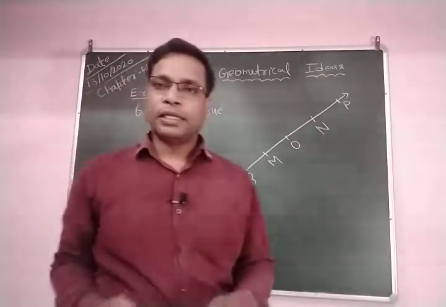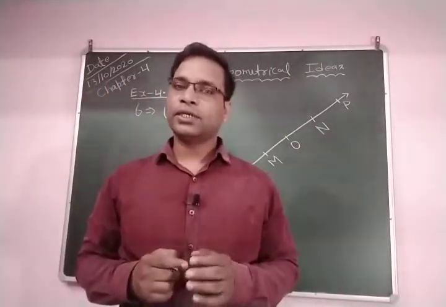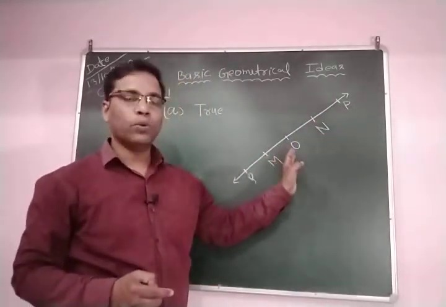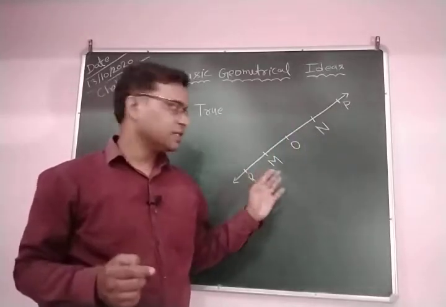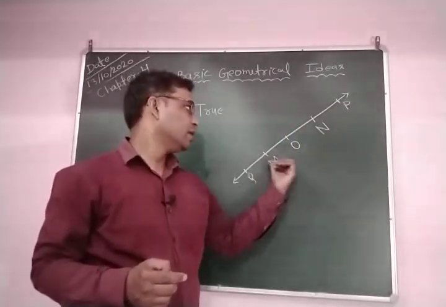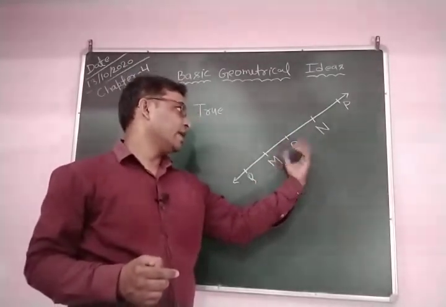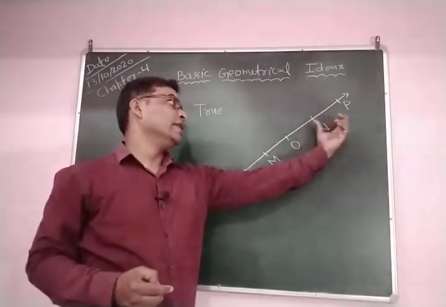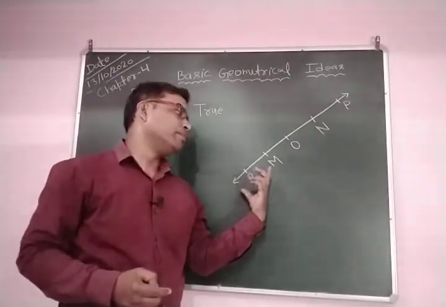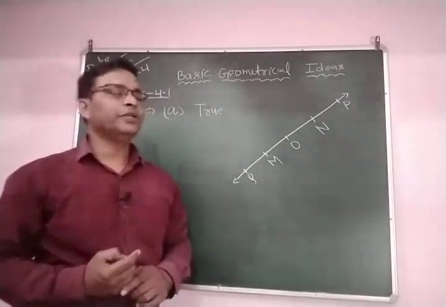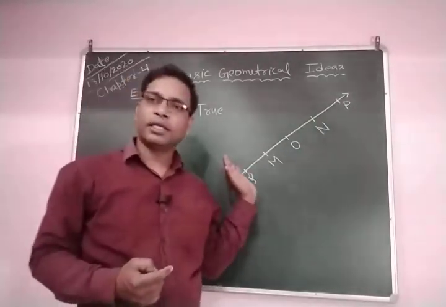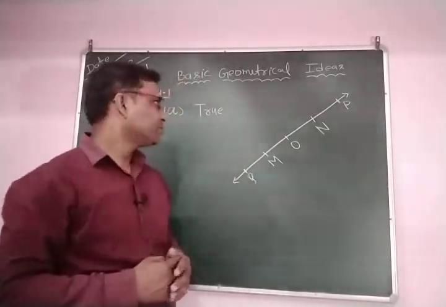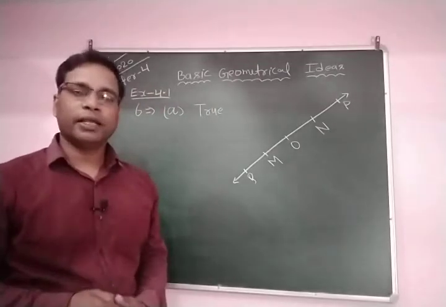Now, in the first part, you can see Q, M, O, N, P are on the same line. You can say line MN, line MO, line ON, line NP, line PQ, line QP. All these lines are the same line. So you can say all these points lie on the line MN.